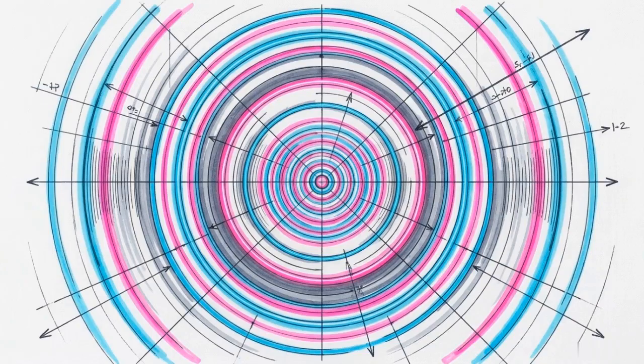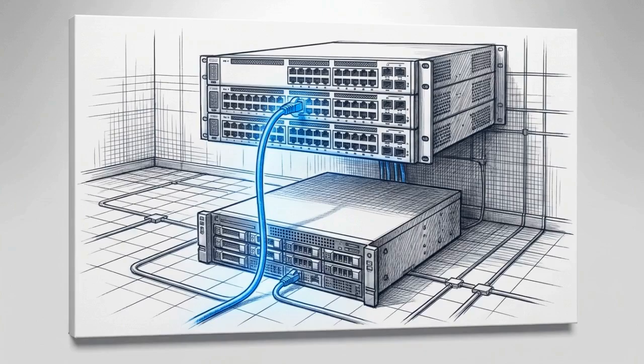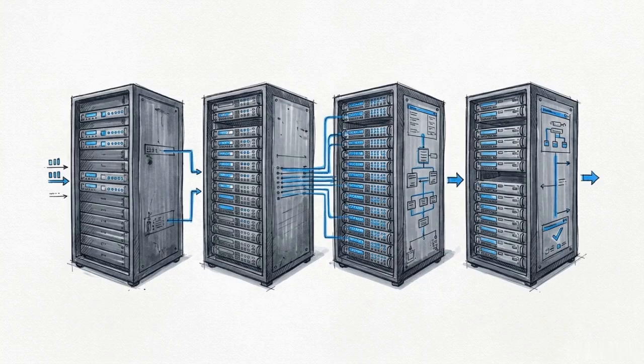DHCP bypasses this paradox by executing a specific sequence of Layer 2 and Layer 3 broadcasts. It acts as the essential bridge, taking a physically connected piece of hardware and transforming it into a fully integrated network citizen. DHCP resolves the bootstrap paradox through a precise four-step execution protocol known as the DORA state machine.